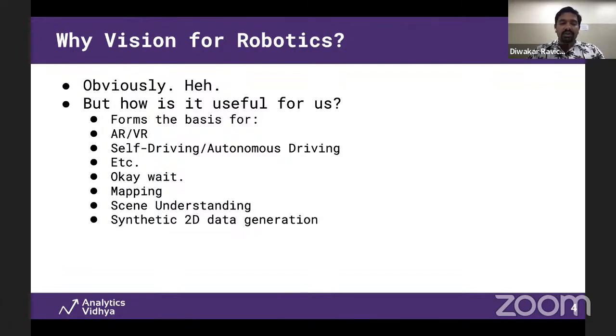The last part I wanted to talk about was synthetic 2D data generation. What do I mean by that? The first point is, if I record a video of me driving about in my colony, or driving about anywhere, right? I am actually taking a 3D world, which is like a real map, and converting it into 2D. I'm making it into a video.